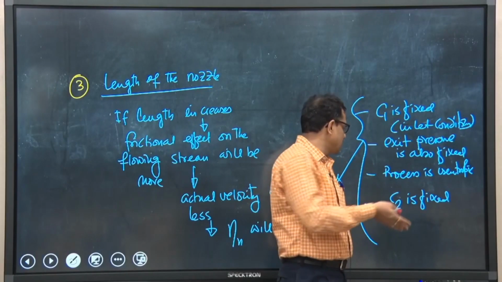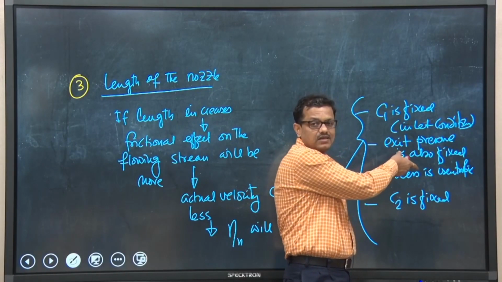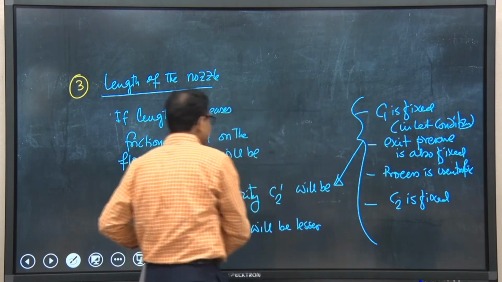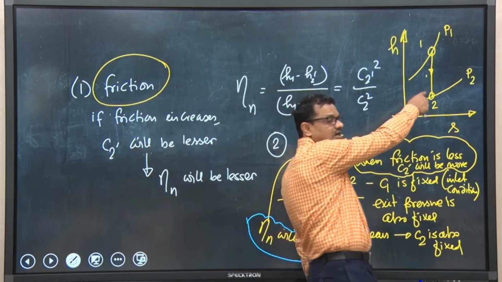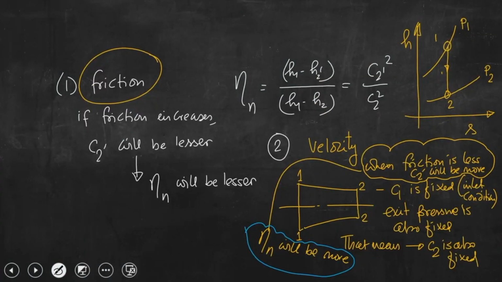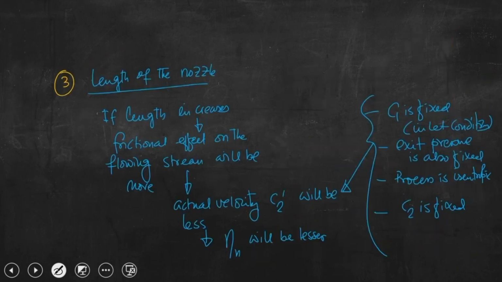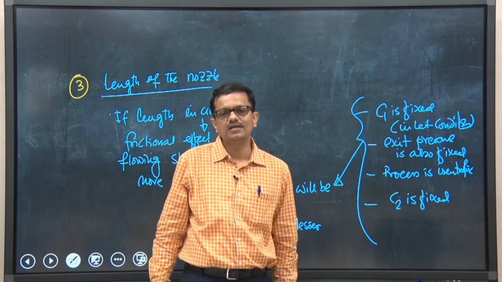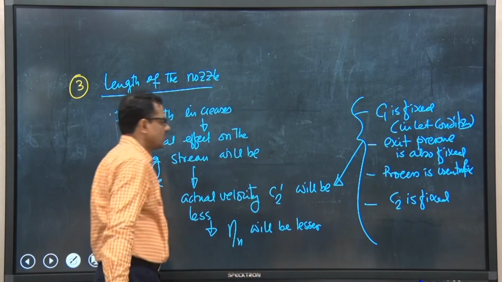When someone is designing the nozzle, he or she also needs to know the exit pressure. Knowing the exit pressure, and also knowing the process is isentropic, because if we go back to the previous slide, the process is isentropic. P2 is fixed, inlet condition 1 is fixed, and the process is isentropic, that means velocity C2 will be fixed. So for a given value of C2, if the length of the nozzle increases, frictional resistance will be more, which in turn will reduce the actual velocity of steam leaving the nozzle, and the ultimate consequence is the reduction in nozzle efficiency that we have discussed. Okay.